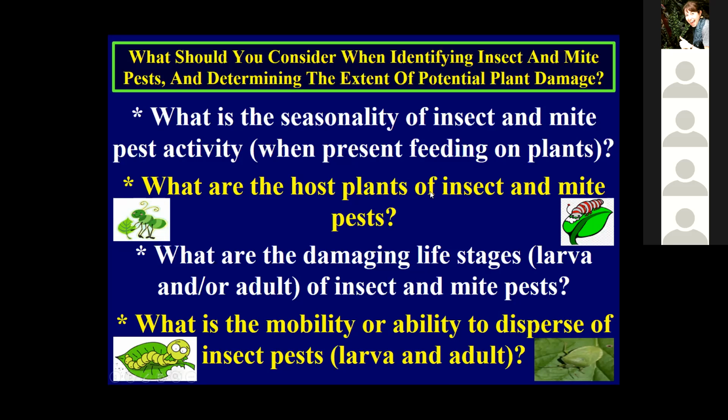What are the host plants of insect and mite pests? Well, certain pests feed on a very narrow range of plants, whereas other insect and mite pests feed on a lot of different plants. Japanese beetles, for example, feed on over 300 different plant species. Bagworms feed on a lot more plants than people think they do.